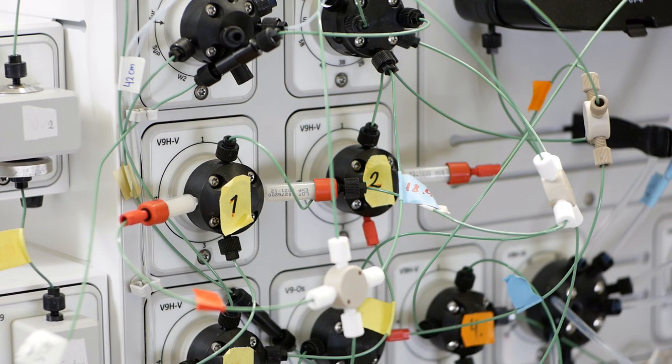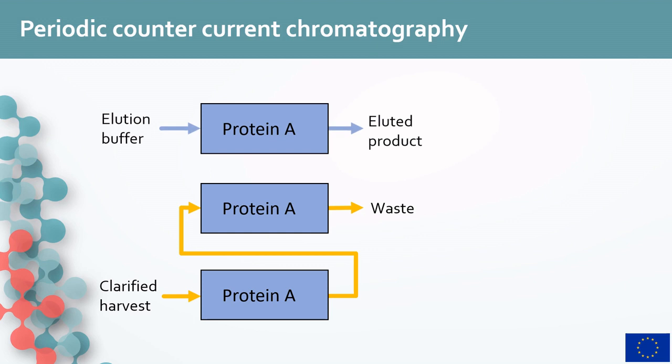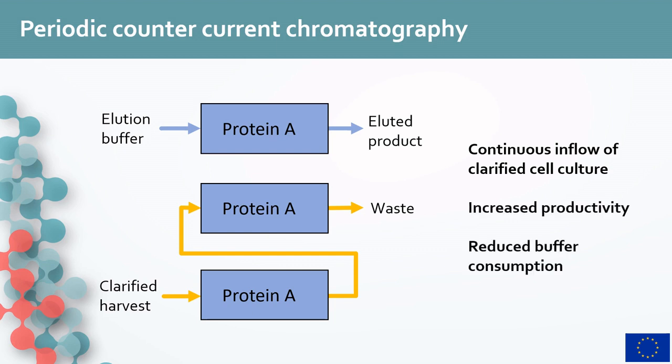The first step is the capture step, where the antibody binds to protein A with high affinity. Here, 3 parallel columns are operated in a periodic counter current setup. The multi-column setup enables a continuous inflow of clarified cell culture to the process, and leads to increased productivity and reduced buffer consumption.